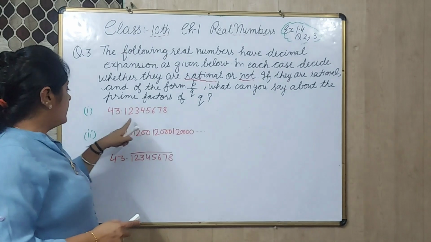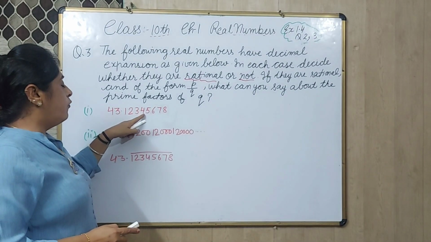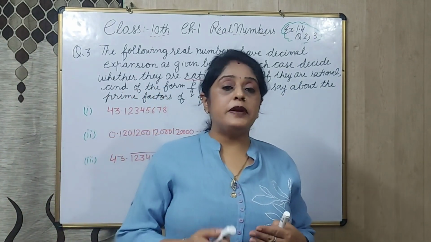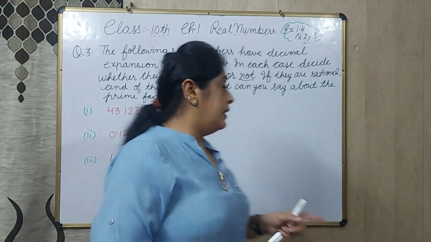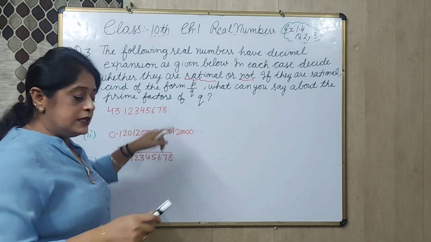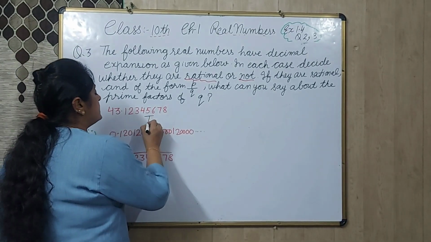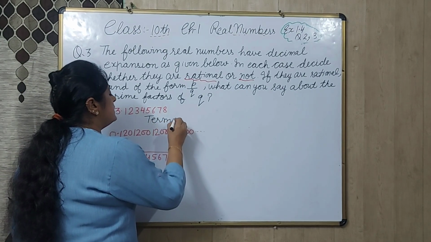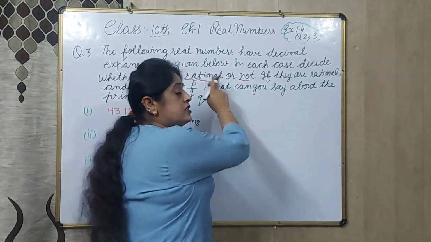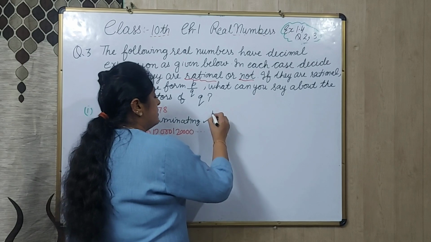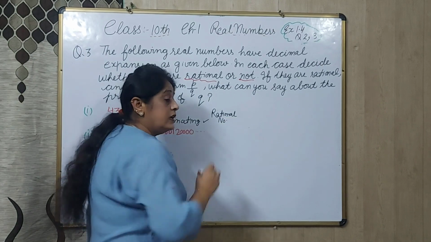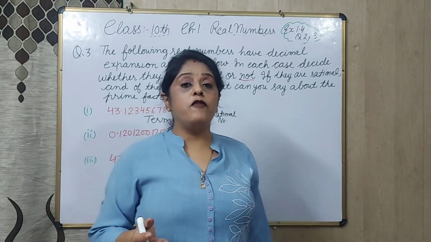Now let us see 43.1234567. You know that you have used theorems 1.5, 1.6 and 1.7. This decimal expansion you can see here, after 8 it is finished. It means it is a terminating decimal expansion. If it is terminating, it means it is a rational number. You know that a rational number you can write in form of P by Q.